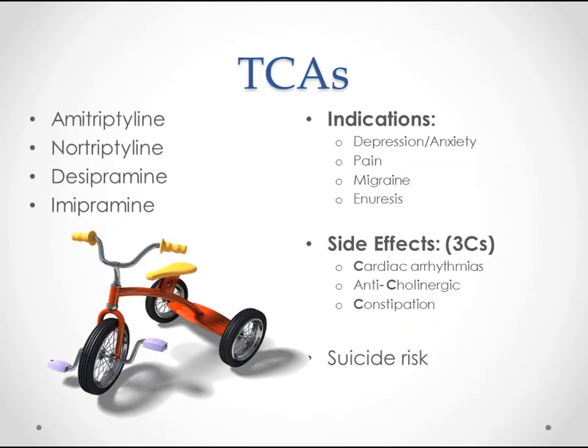And so the TCAs, remember that's Andy: amitriptyline, nortriptyline, desipramine, and imipramine. These are going to be used for depression and anxiety. Pretty much all these categories are used for depression, and anxiety basically for all of them too, though I don't know if you use the atypicals really for anxiety. We also use these for chronic pain and for migraines. And then amitriptyline has been used for enuresis.